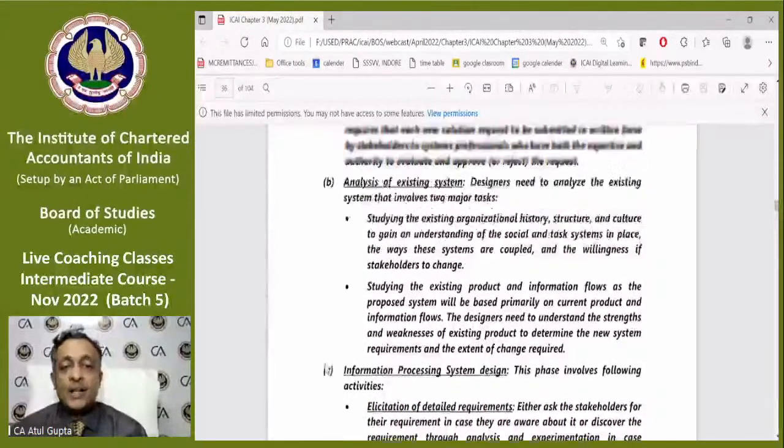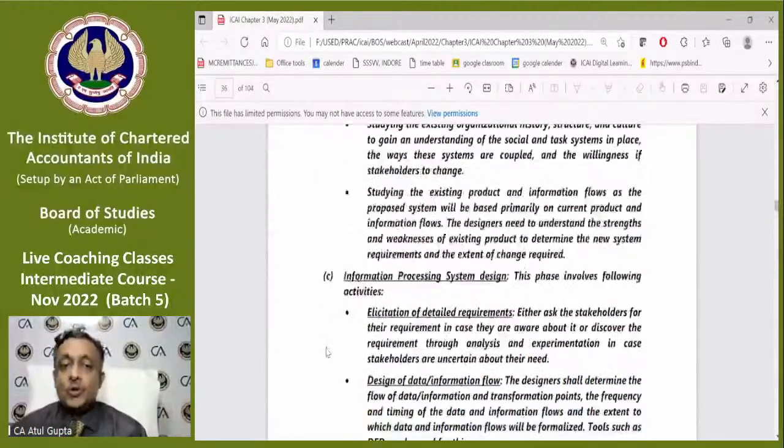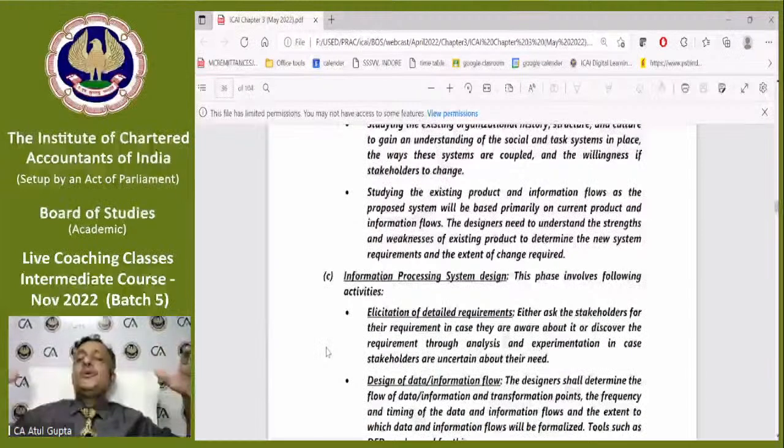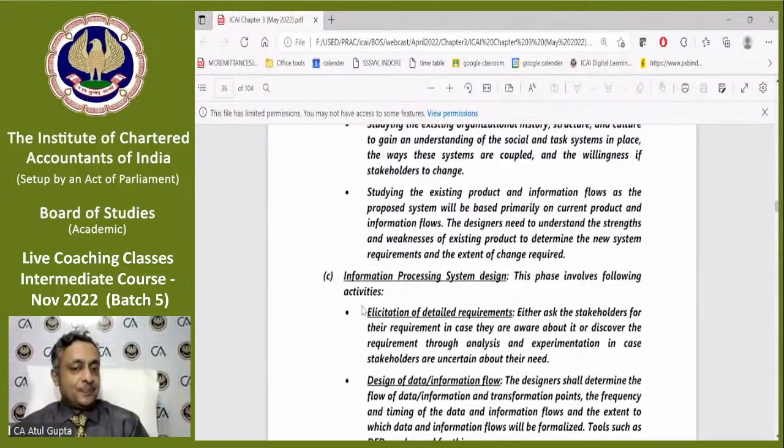Then once you have done that, you go to information processing system design. Now, what do you want from the new system? So read the first line, I'm highlighting it.